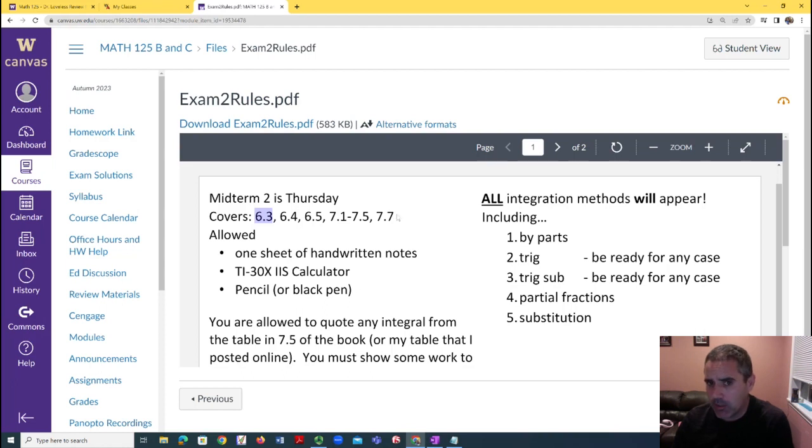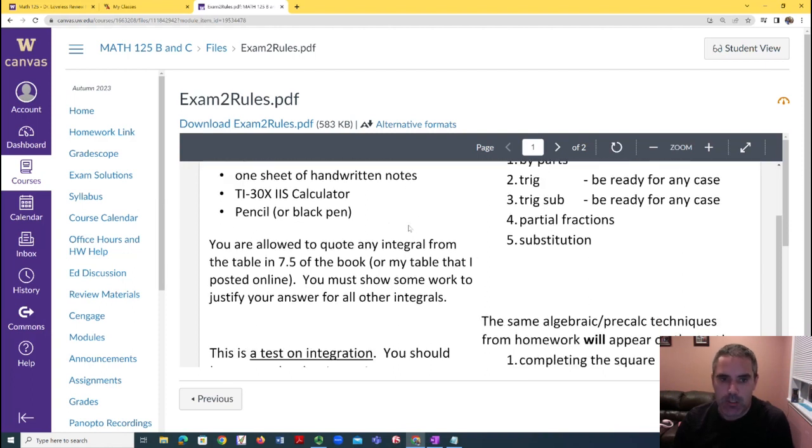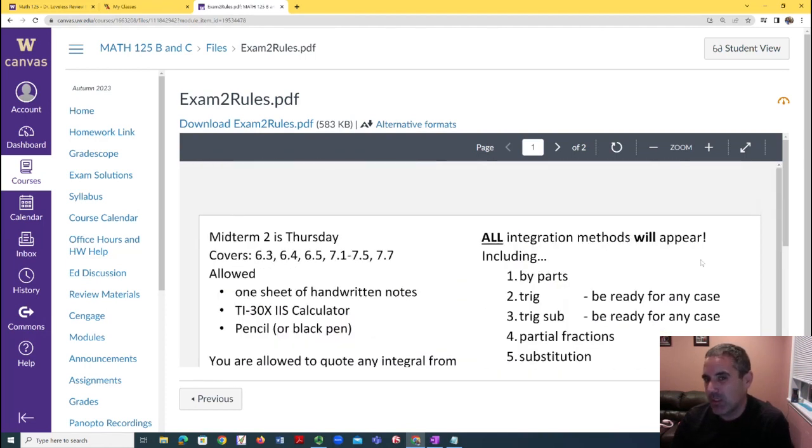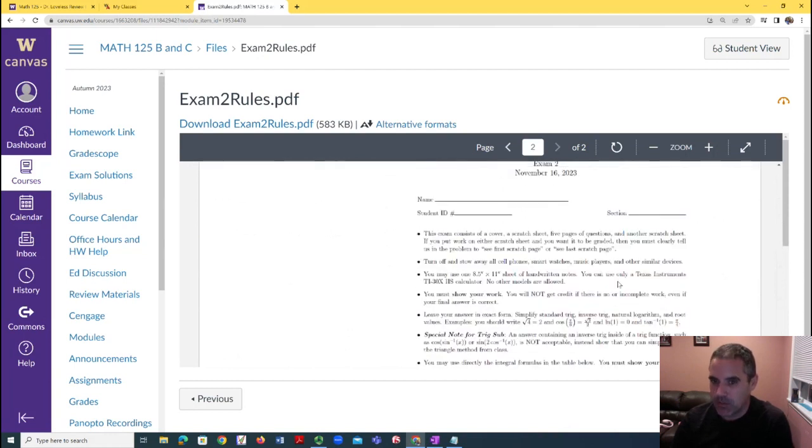The exam will not include 7-8 or 8-1. 7-8 is improper integrals. 8-1 is arc length, just because of how it broke down this term. But the exam is going to be 3 pages of integrals and then 2 pages from these materials. But everything in terms of integration will be there. Here's the cover of the exam.